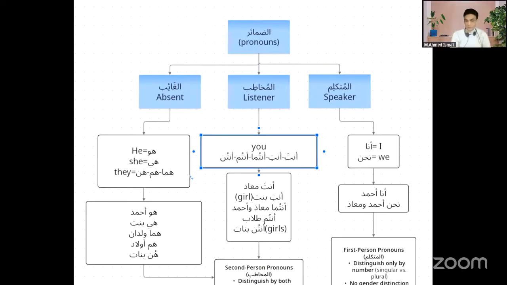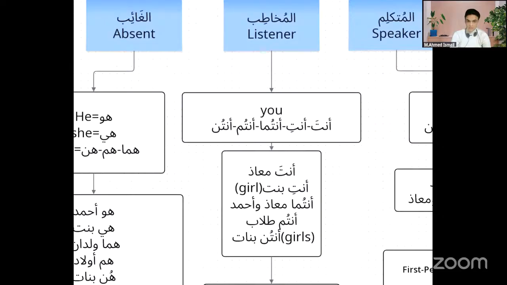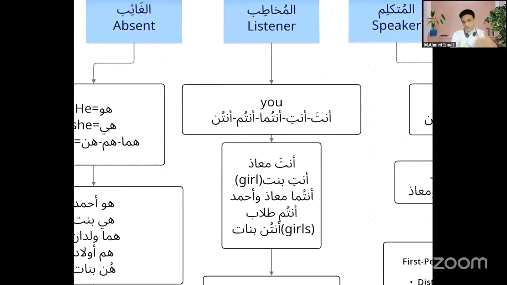You have here some examples for that. Anta Muaz. Muaz is the name of the boy. Anti bint, you are a girl. Anti is from muannas because you say anti bint. Antuma Muaz wa Ahmed. So antuma, both of you. I can say also antuma Maryam wa Fatima for female, and I can say also antuma Fatima wa Ahmed, for example. You can collect any two together because with antuma, you don't make any difference between the gender. You just say antuma for two persons, mudhakkar or muannas, no difference.